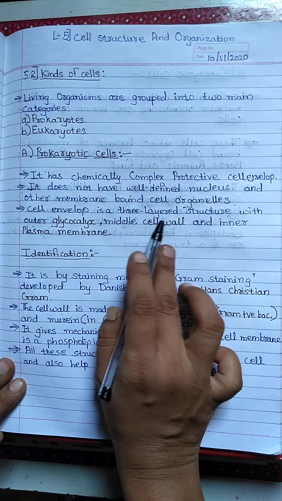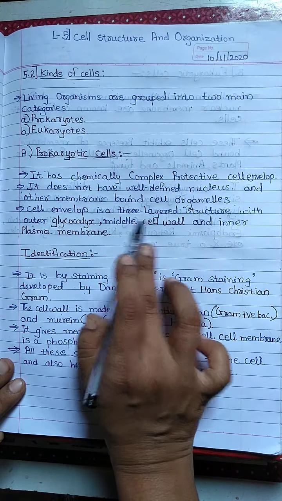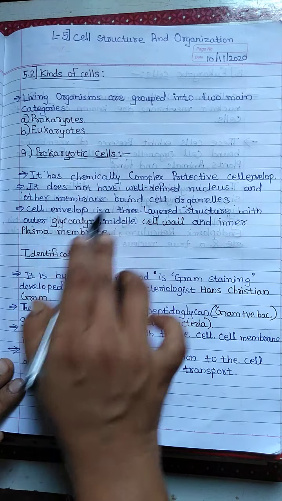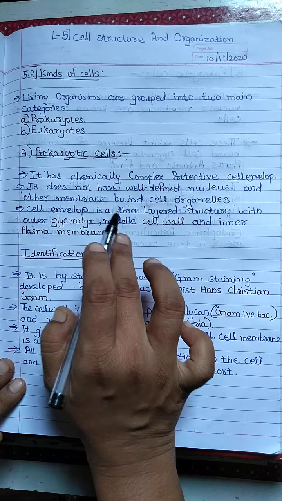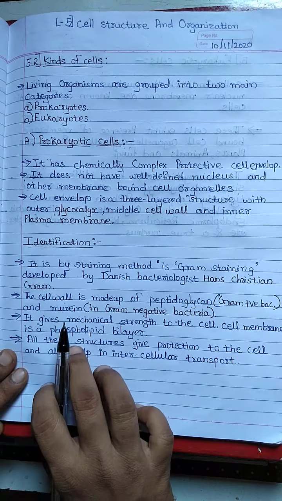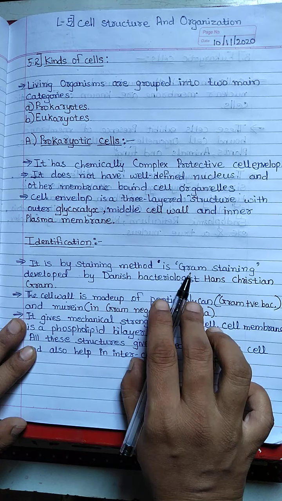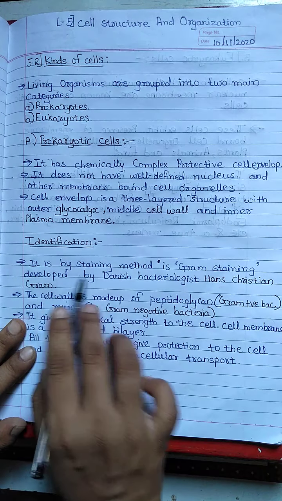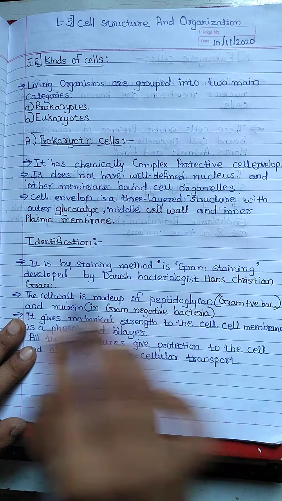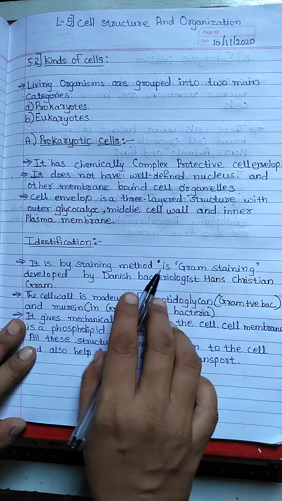The cell envelope is a three-layer structure with an outer glycocalyx, a middle cell wall, and an inner plasma membrane. Likewise, the three layers of prokaryotic cells are present. How will you identify the prokaryotic cell? It is by a staining method, also called Gram staining, developed by the Danish bacteriologist Hans Christian Gram, from the staining experiment he conducted.